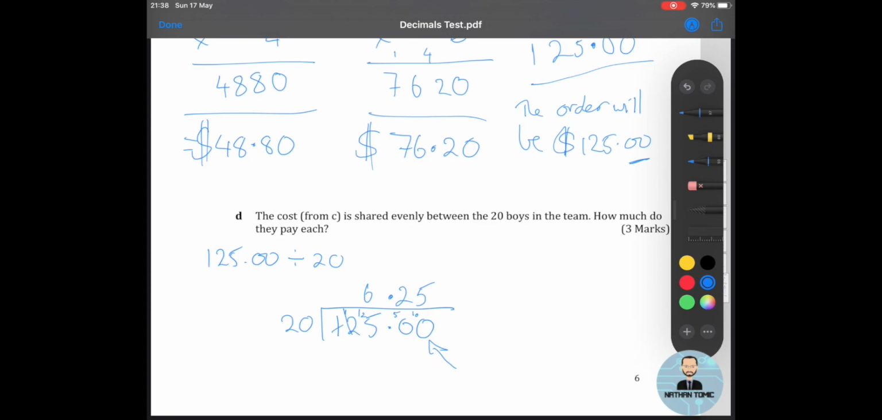So again, a worded question means a worded answer. So each person pays, and again, don't forget it's dollars, so we put the dollar sign, $6.25. And that's what we'll be looking for. So that rounds out the explanations for our test.